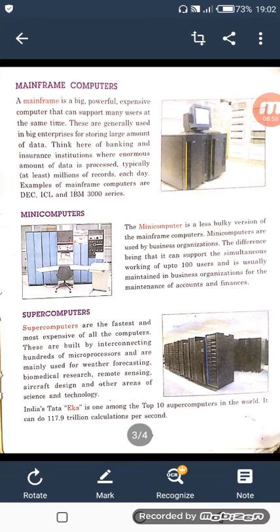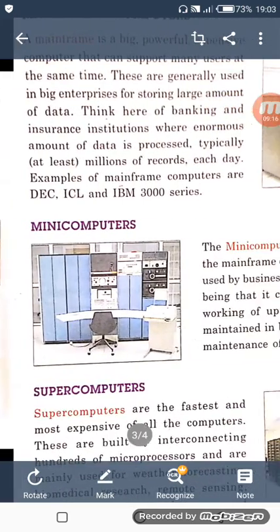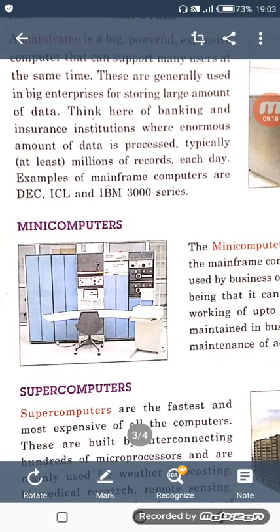Our microcomputers do not have that much capacity to store. Then where will they store that information? They will store that information in mainframe computers, because they can hold a large amount of data. They are so capable of holding large amounts of data. And examples of mainframe are given here: DEC, ICL and IBM 3000 series.